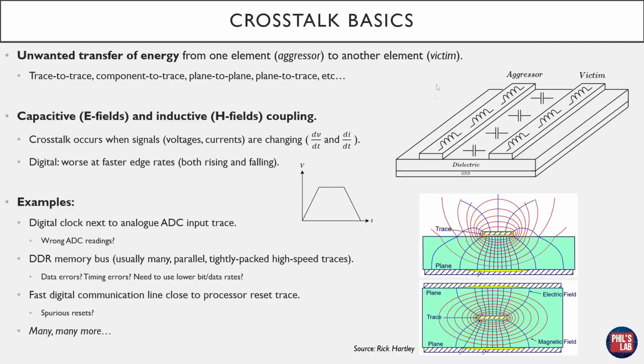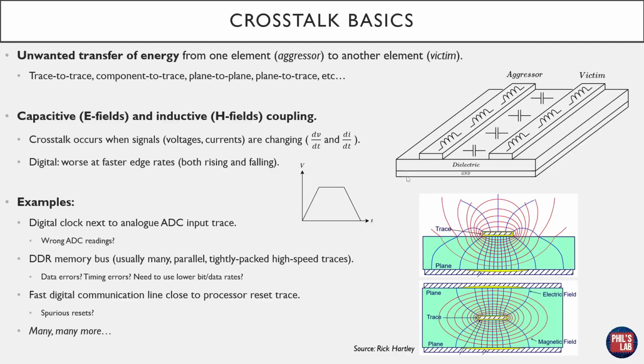A very simple illustration of this we can see on the top right-hand side, where we have an aggressor trace on the left-hand side, a victim trace on the right-hand side. These are run above a solid ground plane below, separated by a dielectric of a certain material and thickness. This capacitive and inductive coupling happens through parasitic elements such as parasitic capacitance, as well as parasitic inductance, which then forms the mutual inductance between aggressor and victim lines.